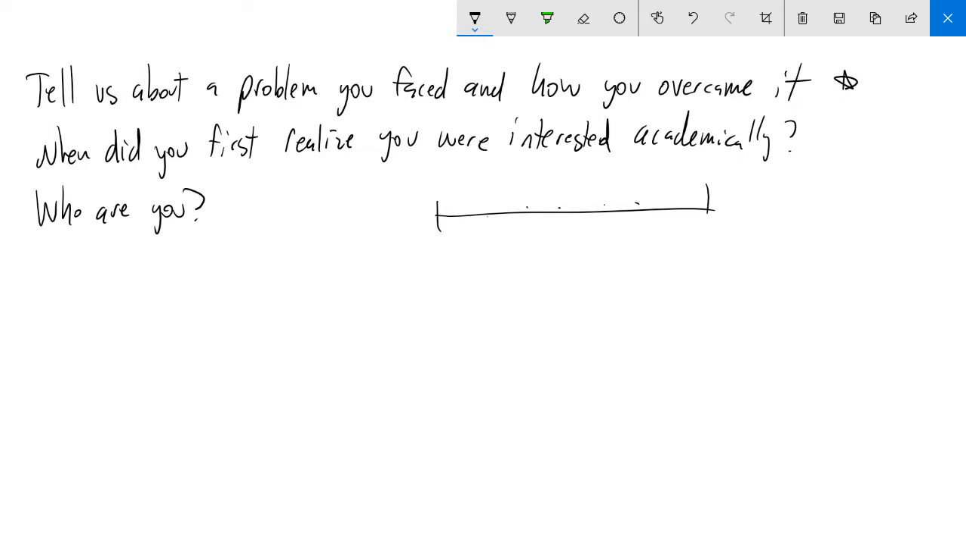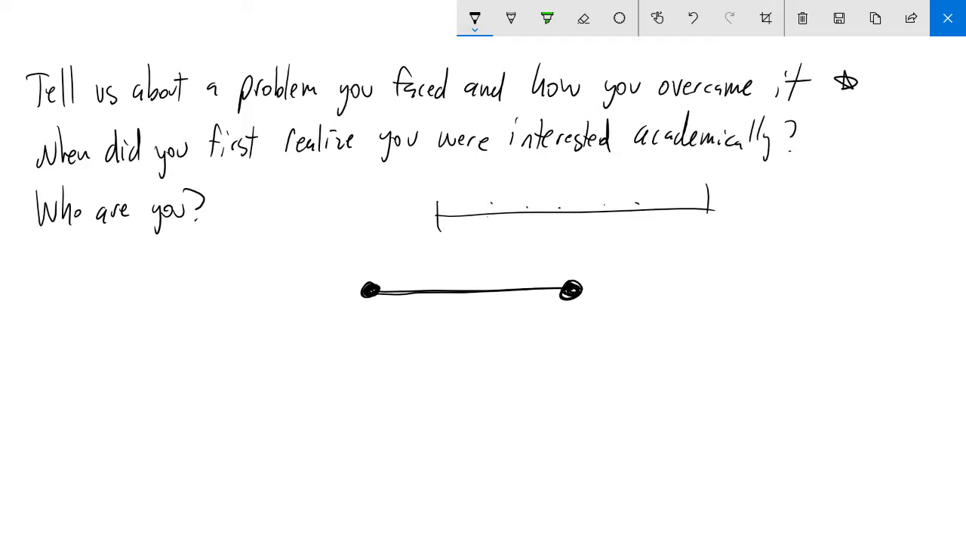Let's first start with this one. This one's easy to sort of conceptualize here. Tell us about a problem you faced and how you overcame it. If you're not careful, you're going to talk about the problem and how you overcame it, and you're going to end up with a flat line. Still more dynamic than the laundry list, but it's not perfect yet.